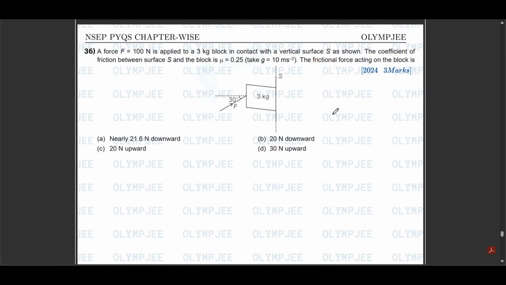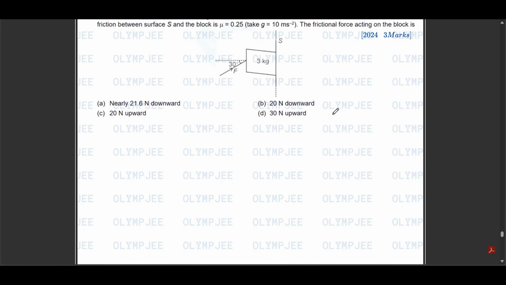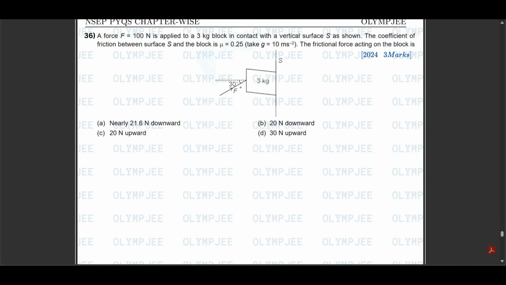Okay, so moving on to question 36. It says that a force of 100 newtons is applied to a 3 kg block in contact with a vertical surface S as shown. The coefficient of friction between S and the block is 0.25. So we have to find the friction force acting on the block and its direction also. So it would be something like this.